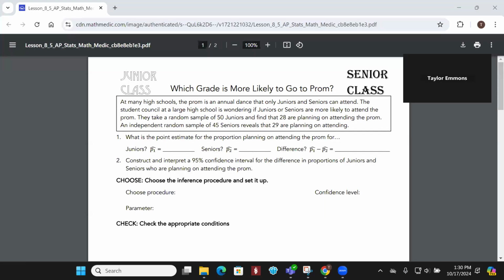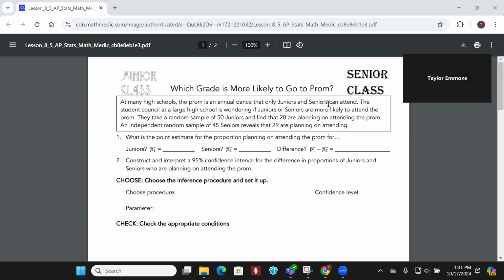Okay, so this is 8.5. Which grade is more likely to go to prom? At many high schools, the prom is an annual dance that only juniors and seniors can attend. The student council at a large high school is wondering if juniors or seniors are more likely to attend the prom. They take a random sample of 50 juniors and find that 28 are planning on attending the prom. An independent random sample of 45 seniors reveals that 29 are planning to attend.